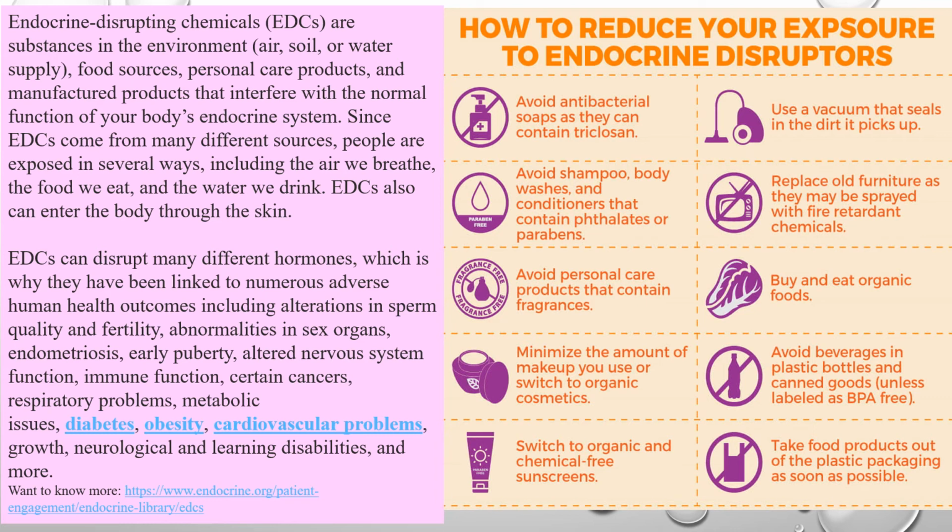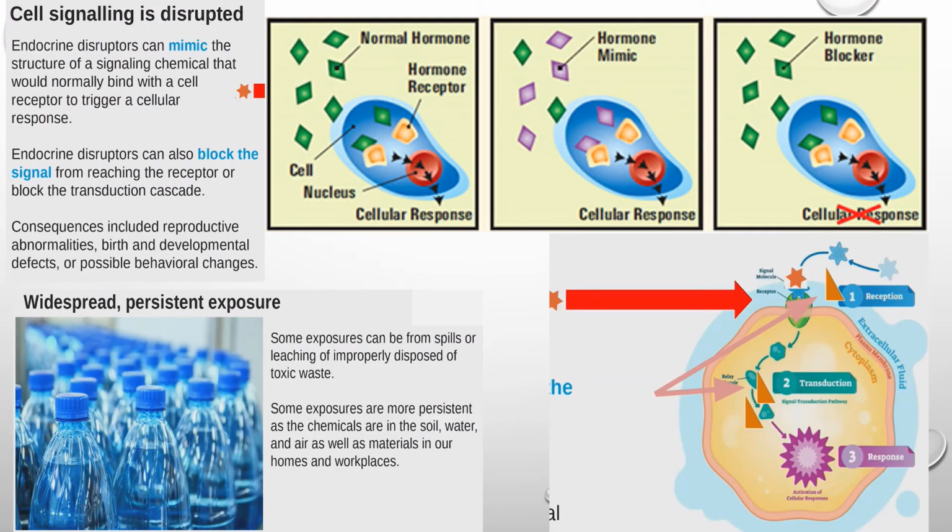They can lead to birth defects. They can lead to developmental disorders. They can lead to gender imbalances in fish and even other species. Now, one of the things that we should be a little concerned about is that endocrine disruptors are persistent, which means they don't break down.